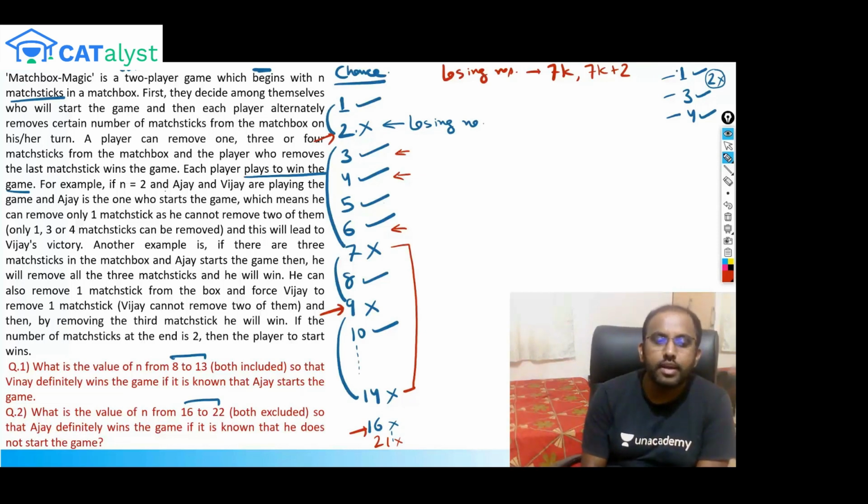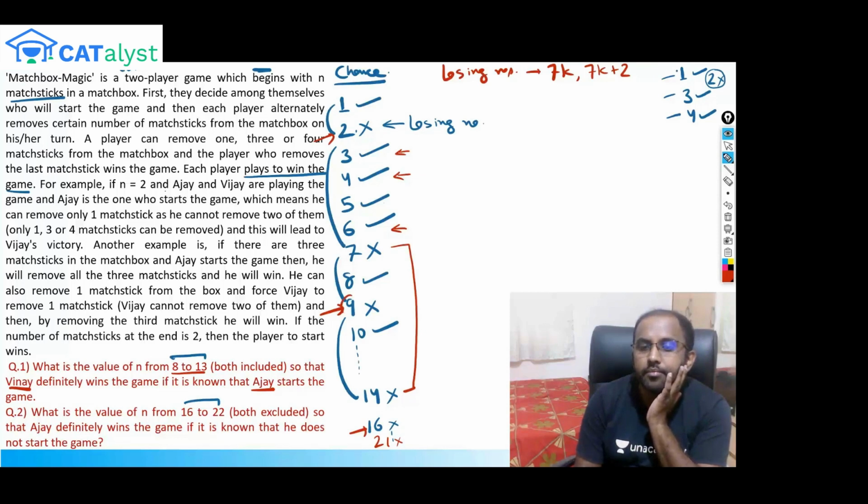What does the first question say? What is the value of n from 8 to 13, both included, so that the winner definitely wins the game if it is known that Ajay starts the game? Okay, so 8 to 13. That means you want the person who is starting the game to not win, right? Between 8 to 13, that number is 9. Okay, so 9 is the answer for the first question.